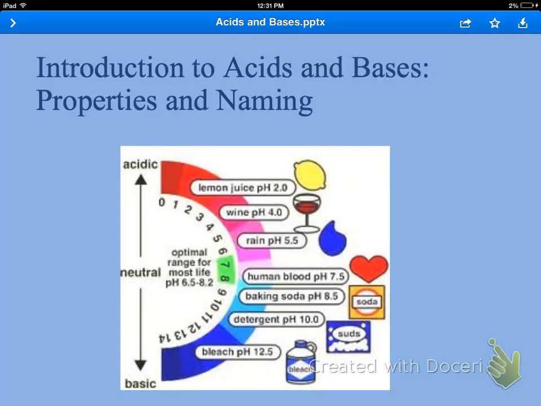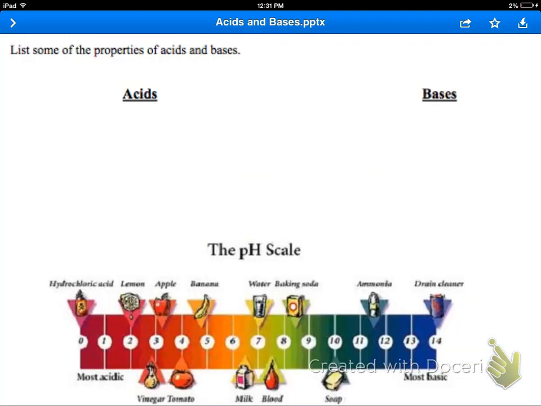Okay, this podcast is an introduction to acids and bases and their properties, what they are, and how to name them. So first, we're going to talk about some of the properties of acids and bases.